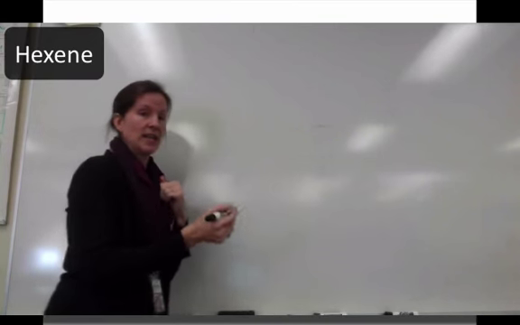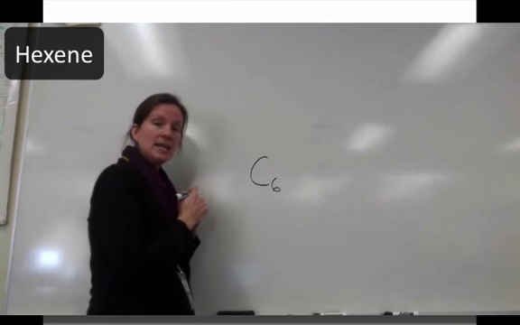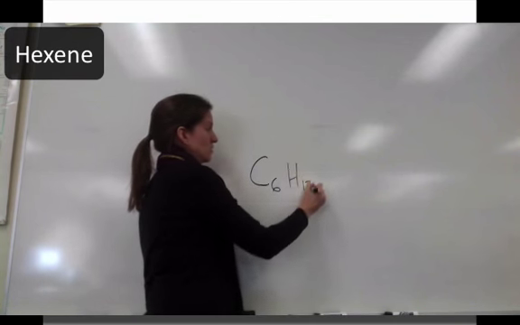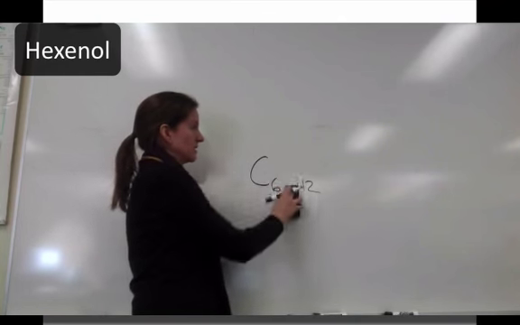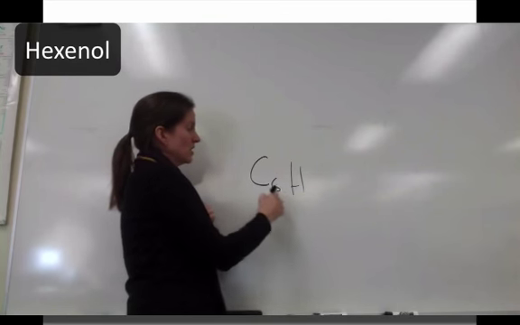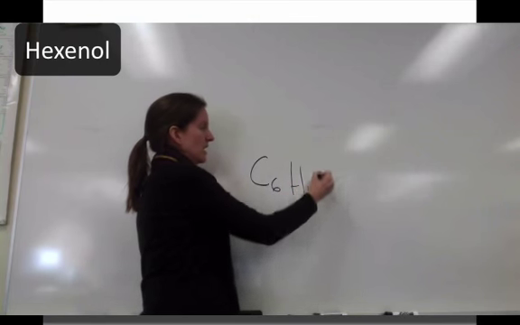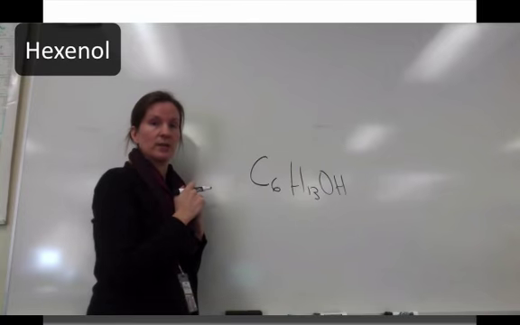Hexene is an organic. Hex is 6, so I have 6 carbons. Ene had the rule 2 times the number of carbons, so that's just hydrogen 12. Hexenol is still 6 carbons, but it's an alcohol. The alcohol has a rule 2 times the number of carbons plus 1 more hydrogen for 13, and it also includes an OH, a hydroxide group.